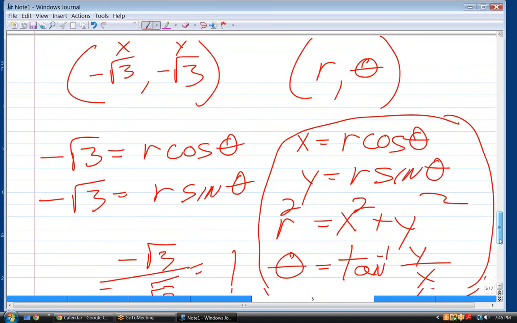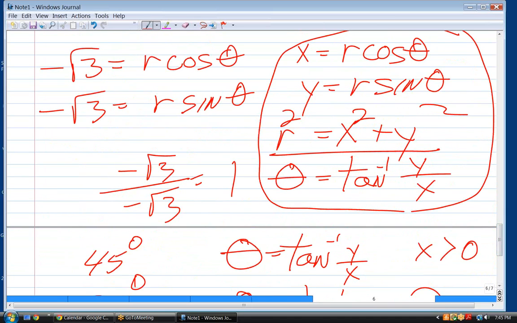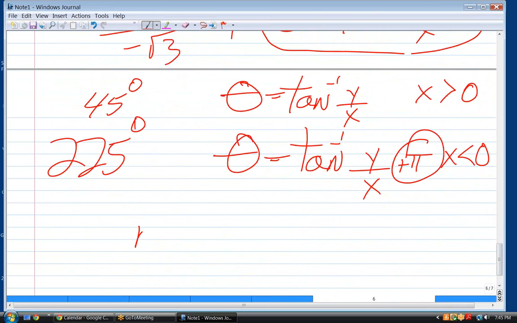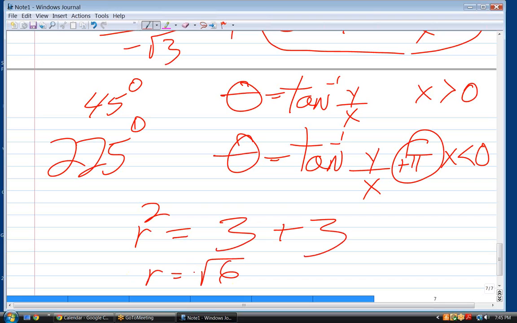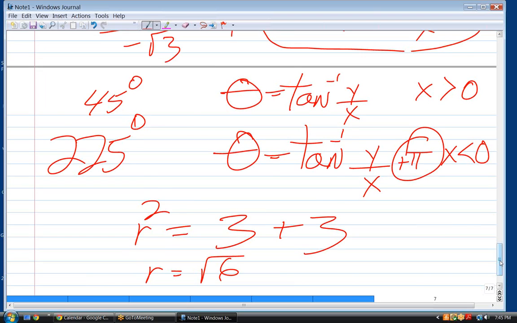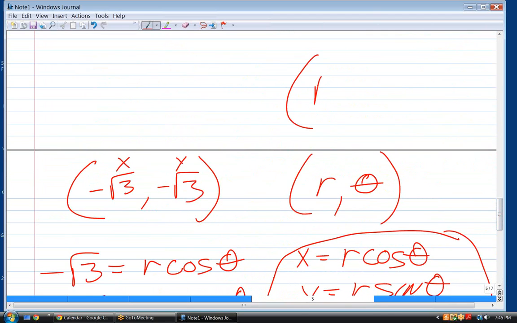What is r? Well, r is relatively easy. r squared is x squared plus y squared. So we have r squared equals 3 plus 3, right? So r squared is 6. r is the square root of 6. So this converts to square root of 6 comma theta, which is 5 pi over 4. You usually want to give it in radians, not degrees. Okay, what else you got?